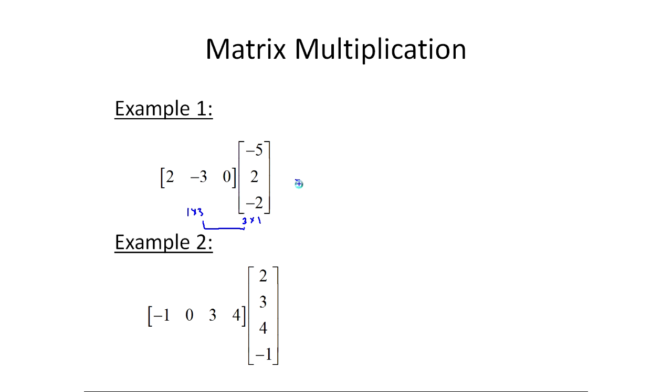So the way I would find this is I'd say, okay, 2 times negative 5, first entries multiplied together, plus negative 3 times 2, plus 0 times negative 2.